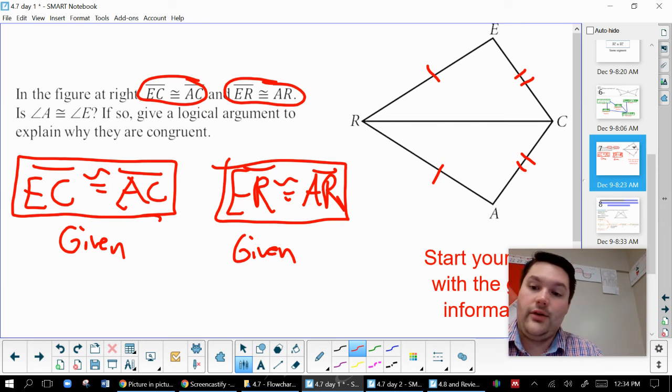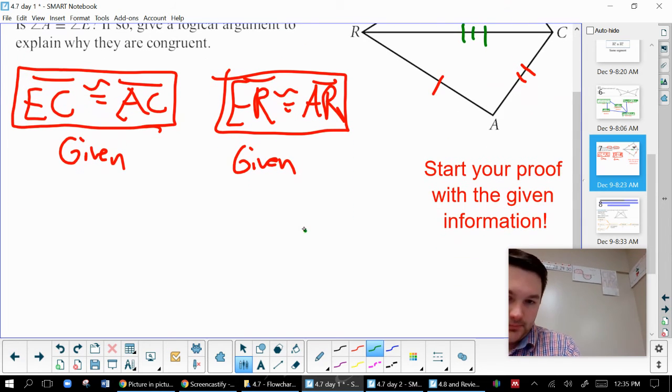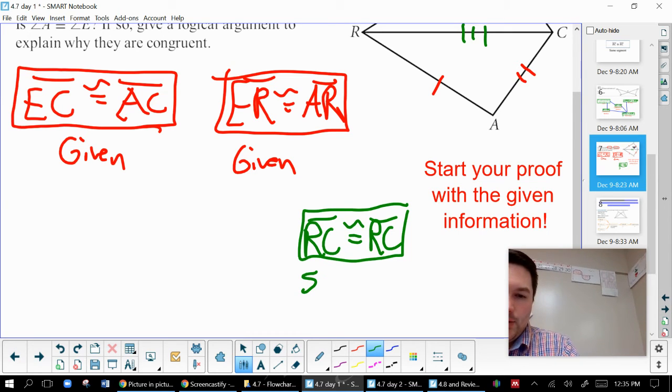And now we need at least a third thing, right? So you're looking at that picture, you're seeing, are there any conjectures that help us out there? Not really any conjectures, but what there are is this shared side in the middle. So that can be one of our reasons. RC has to be congruent to RC. Put a box around that. And I'm just always going to put "same segment" for that one. I think I mentioned in class that officially that is the reflexive property.